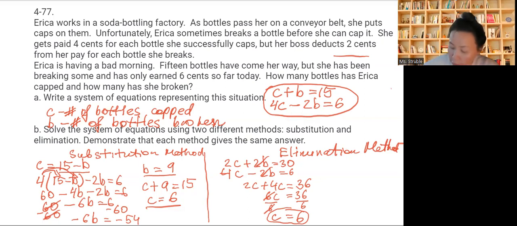Now let's find out B. To find B, we are going to substitute the value of C into the first equation, okay? So 6 plus B equals 15, and B equals 15 minus 6, which is 9. So again, you can see that the answers are the same, and it doesn't matter which method you use, substitution or elimination, the answer should be the same.